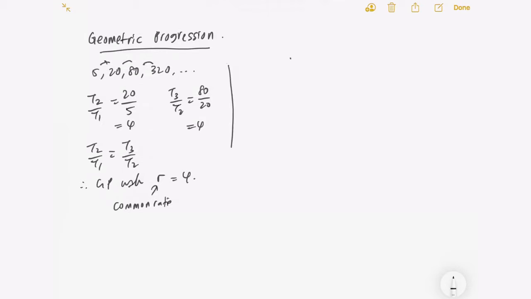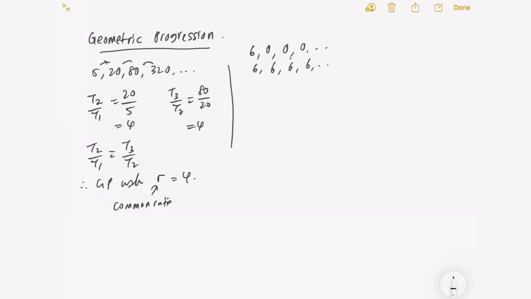Now your common ratio can be more than 1, can be less than 1, can even be negative, but it cannot be 0. For example, if we start with a number like 6 and your common ratio is 0, the next number is 0, 0, 0, which doesn't make sense. Your common ratio cannot be 1 either. If your first term is 6, then you get 6, 6, 6, 6. So you're not actually making progress. It's not a progression. But it can be less than 1, it can be negative.